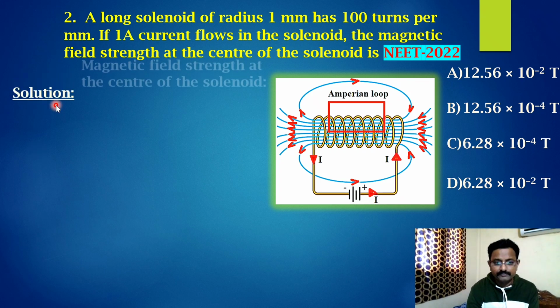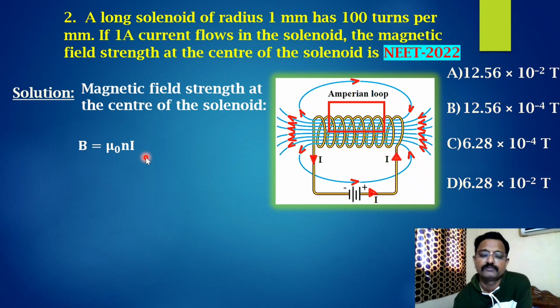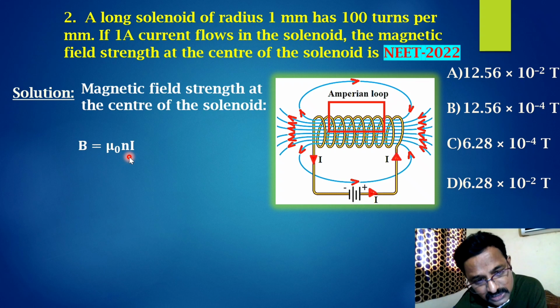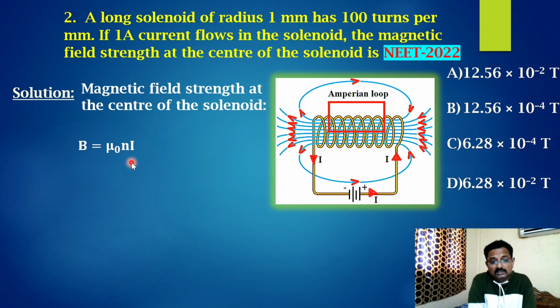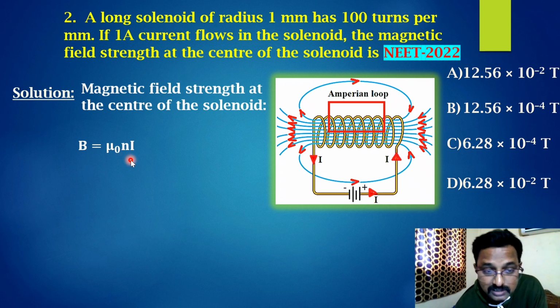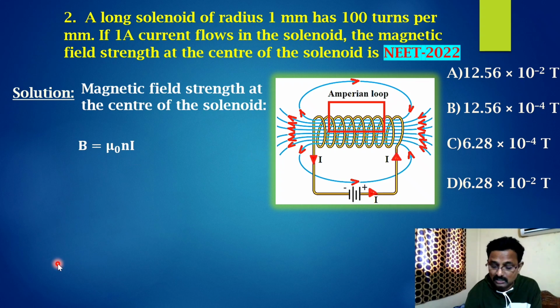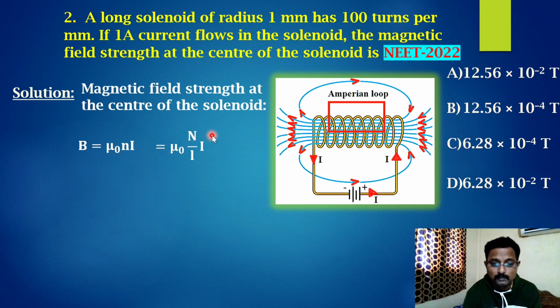Solution. The magnetic field strength at the center of the solenoid is B is equal to mu naught n I. Okay, here mu naught means magnetic permeability for free space, small n means number of turns per unit length, that means total number of turns per length, into I, that is current flowing through the solenoid. So we will get mu naught small n, that is capital N by L, where L is the length of the solenoid, into I.